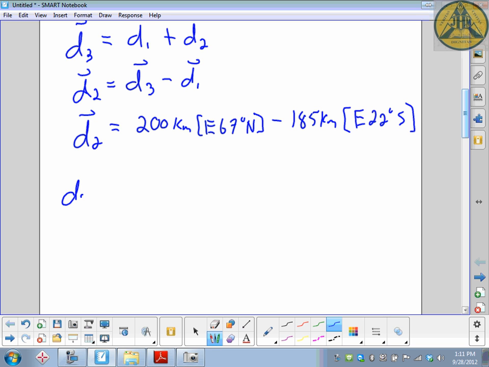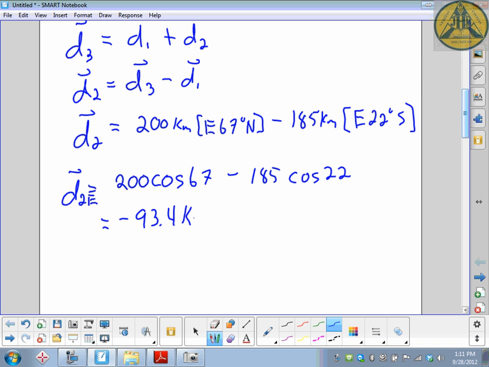So the displacement that the Canadian sub needs to go in the east is going to be 200 cosine 67, and then minus 185 cosine 22. So remember that eastern component is already positive, but we're subtracting it, so it stays as a subtraction. So that works out to be negative 93.4 kilometers. So in other words, from its current position, the Canadian sub has to go a bit westward.